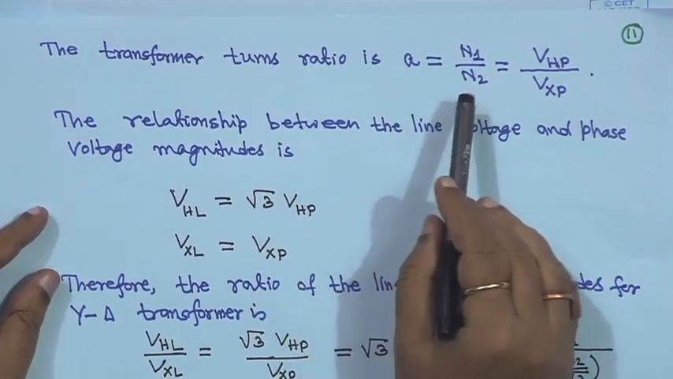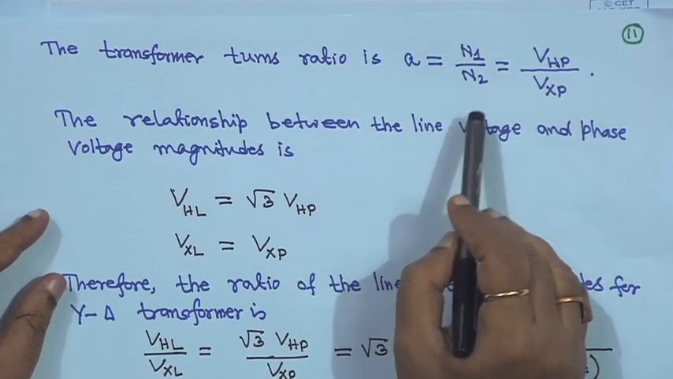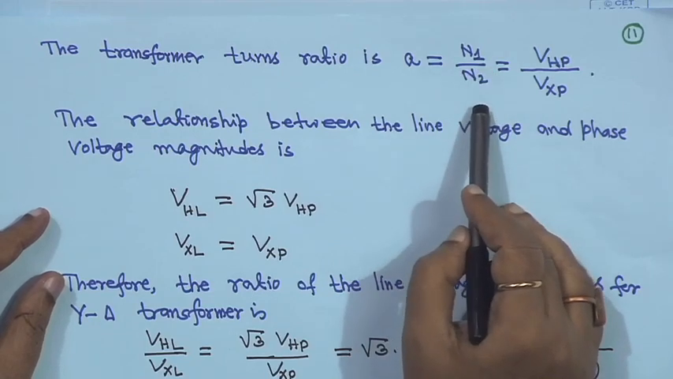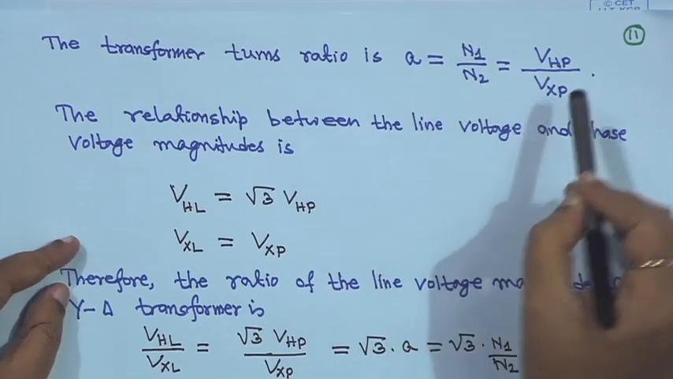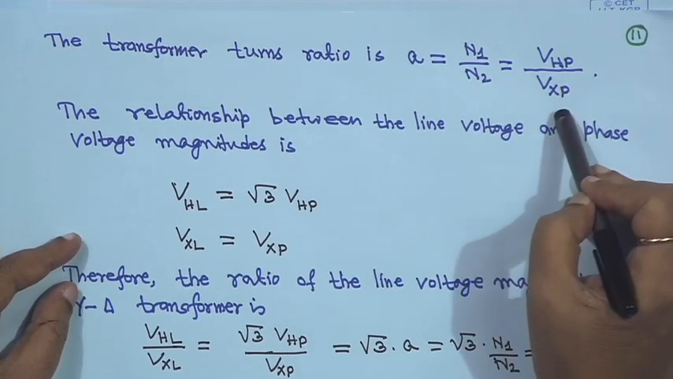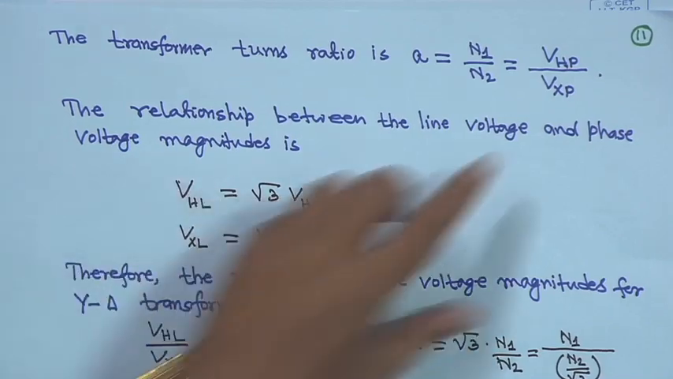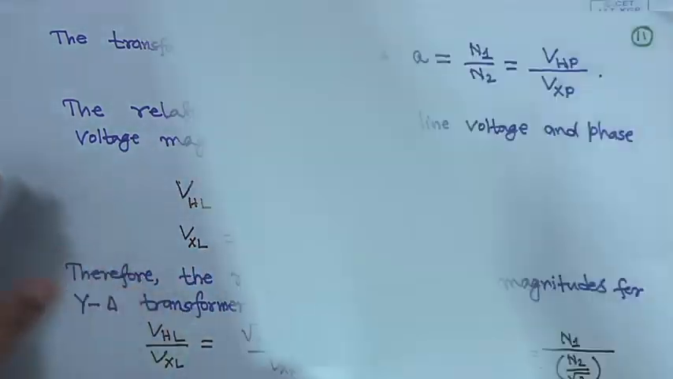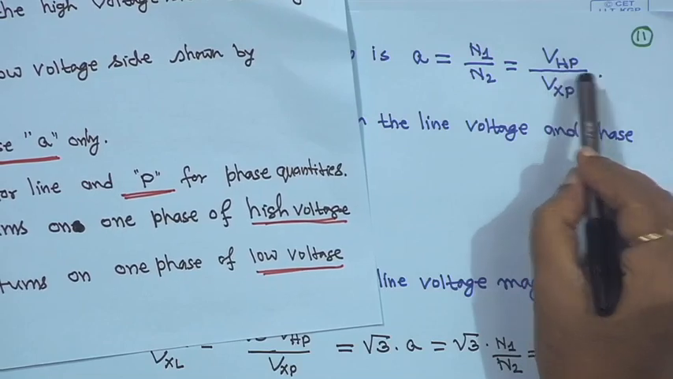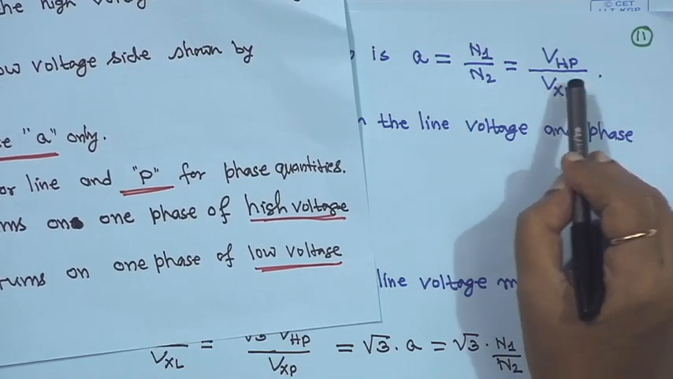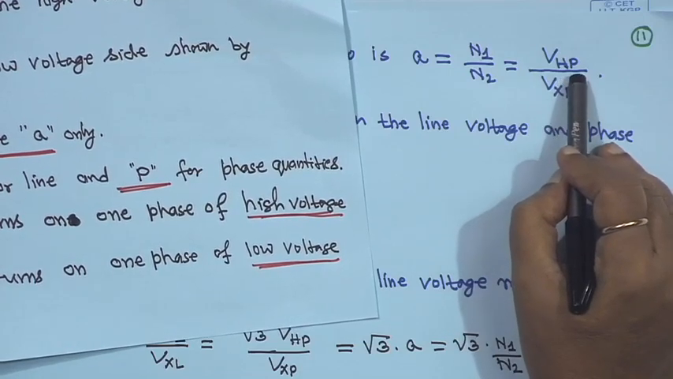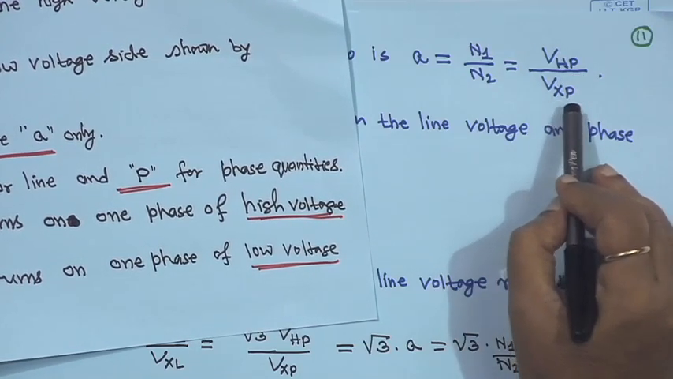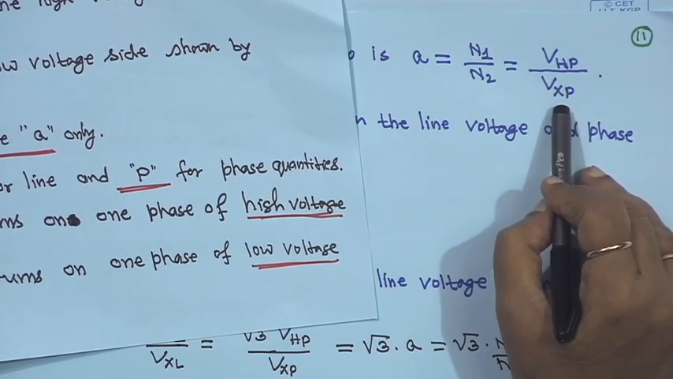Now, the transformer turns ratio is a equal to N1 upon N2. That is the high voltage side over the low voltage side, N1 upon N2, which equals the high voltage side phase voltage over the low voltage side phase voltage. H stands for high voltage and P stands for phase. That means VHP means the high voltage side phase voltage, and X is the low voltage side and P is phase, so VXP means the low voltage side phase voltage.